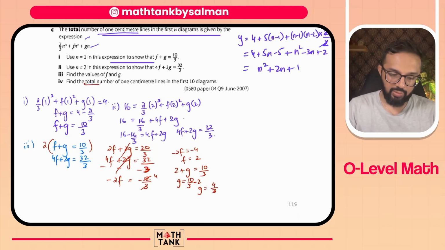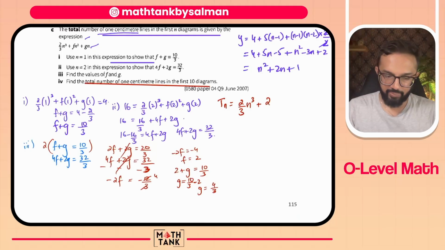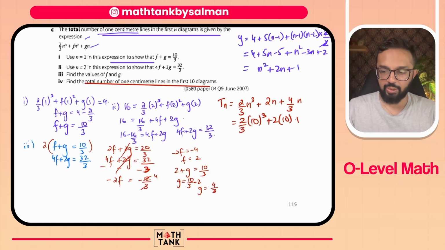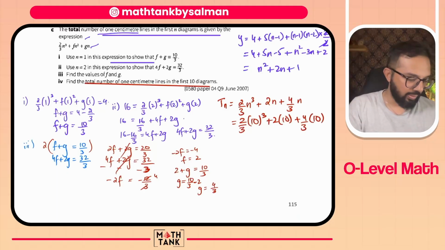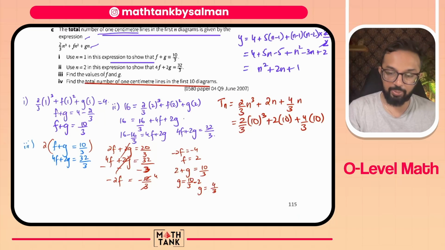Okay. Find the total number of 1 centimeter lines in the first n diagrams. So then Tn is basically 2 over 3 n cubed plus f was just 2, so 2n, and g was 4 over 3 n. So for the first 10 diagrams, 2 over 3 times 10 cubed plus 2 times 10 plus 4 over 3 times 10. Okay, so this last question tells you that questions can be more complicated, they can lead into one another and connect with other topics as well.